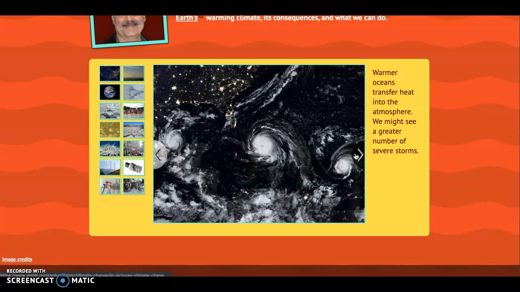The higher temperatures are causing, because of the higher rate of evaporation, stronger and more frequent storms. That's why we've been seeing a lot more strong hurricanes, such as Hurricane Harvey that hit Houston and Hurricane Maria that hit Puerto Rico and caused massive amounts of damage that they have not fully recovered from yet.